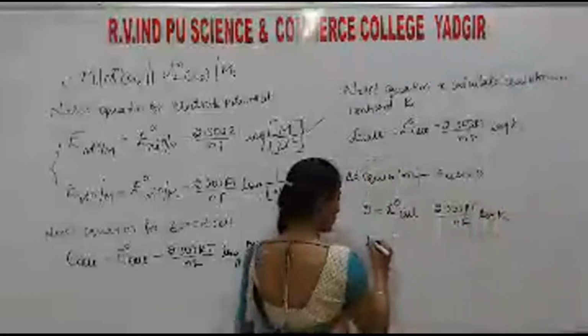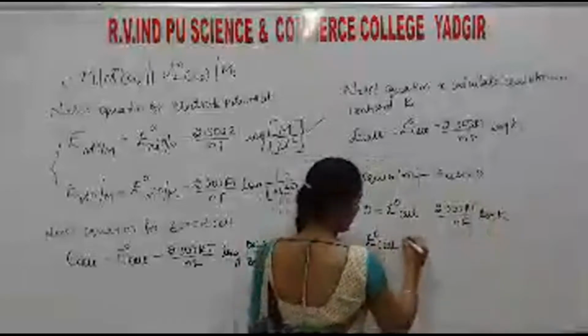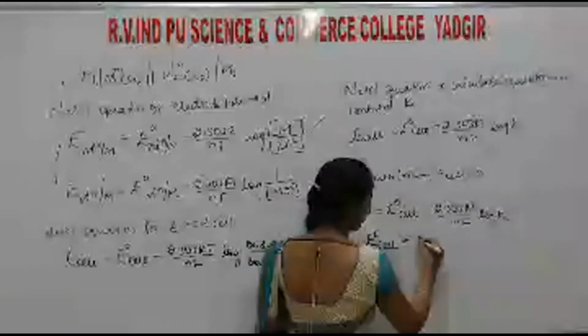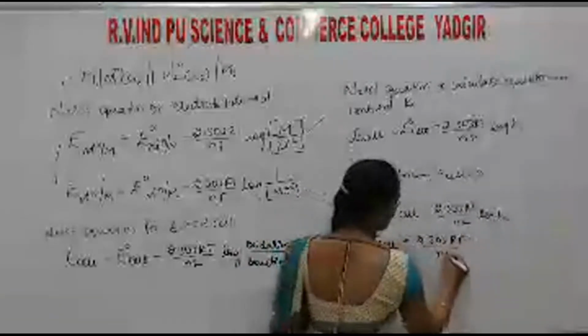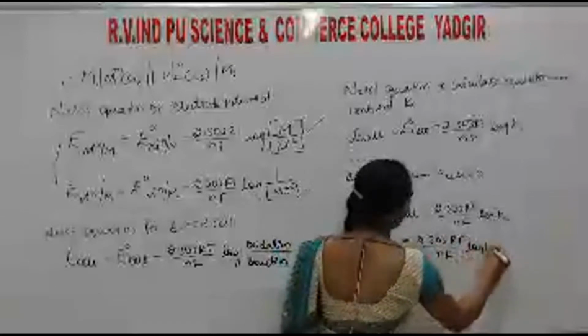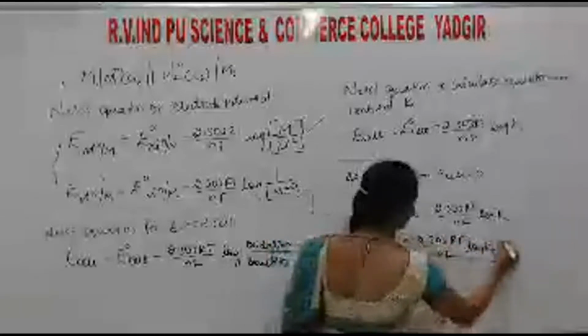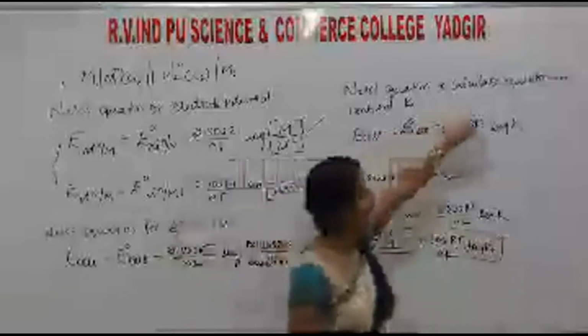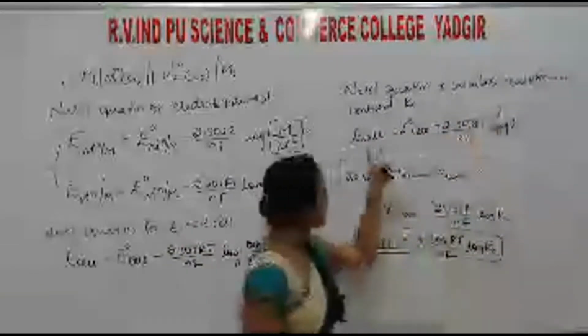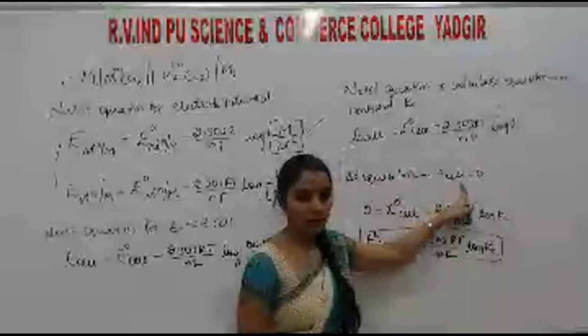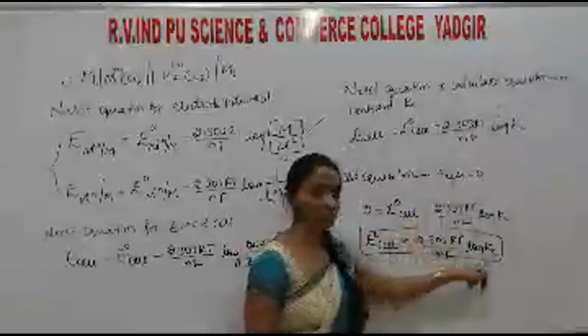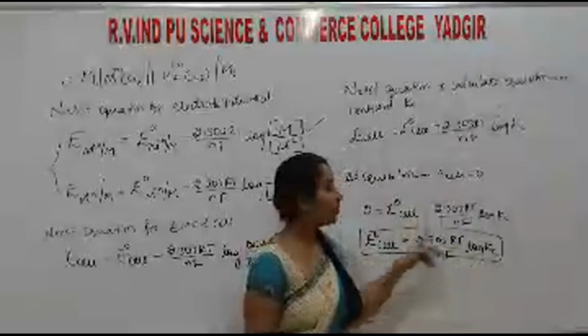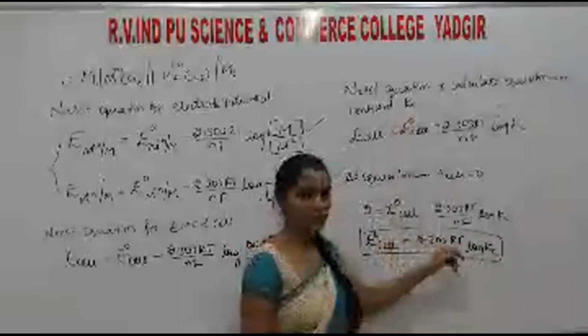So if you just rearrange that, you get 2.303 RT divided by NF log Kc. This is the equation actually, not this one, because at equilibrium we are considering that E cell becomes 0. Then this is the equation to calculate equilibrium constant Kc for the respective reaction.